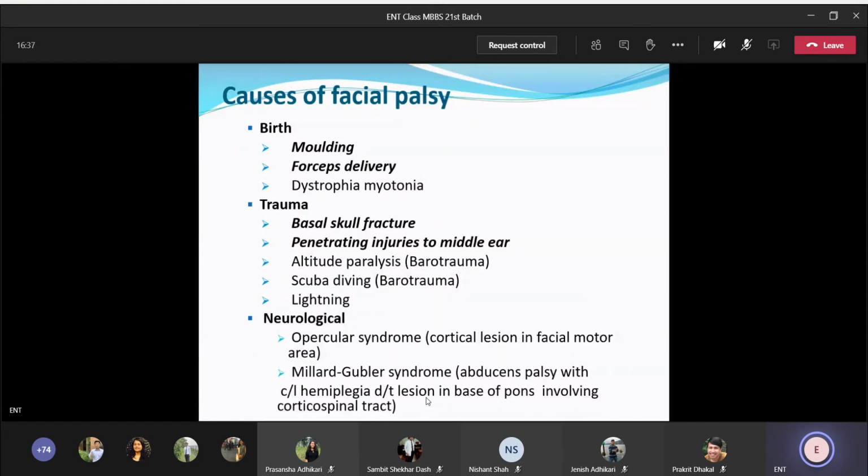Other neurological causes are opercular syndrome, which is a cortical lesion in the facial motor area. They are rare. Millard-Gubler syndrome is abducens palsy with contralateral hemiplegia due to a lesion in the base of the pons involving the corticospinal tract. So common causes, you should remember. So at birth, molding, forceps delivery, trauma, basal skull trauma, fracture, penetrating injury to the middle ear. In neurology, these are the syndromes which cause facial palsy.